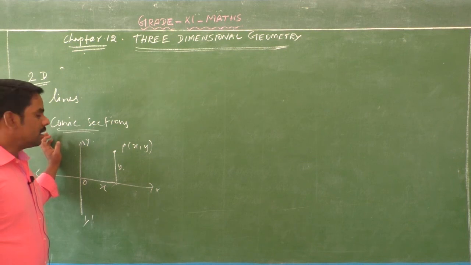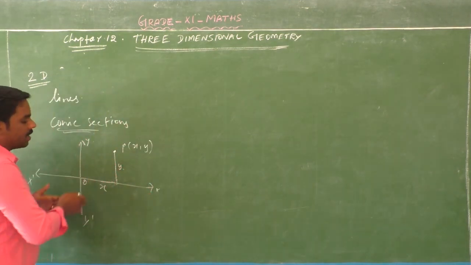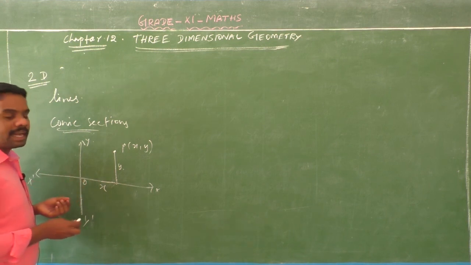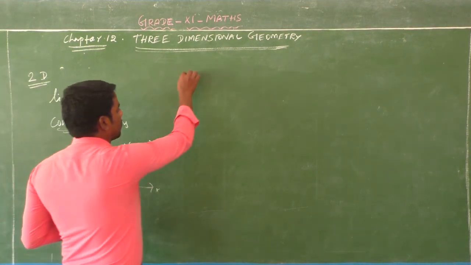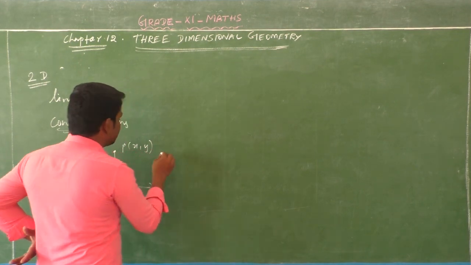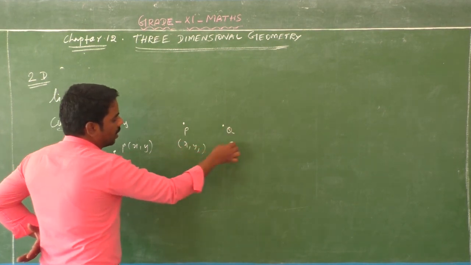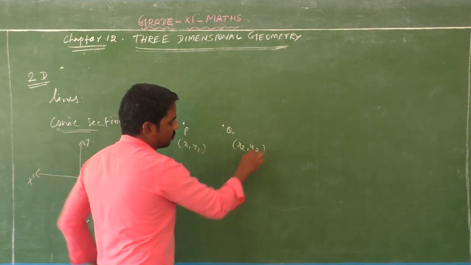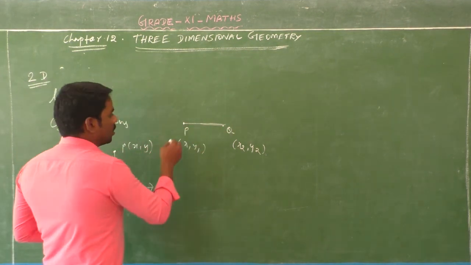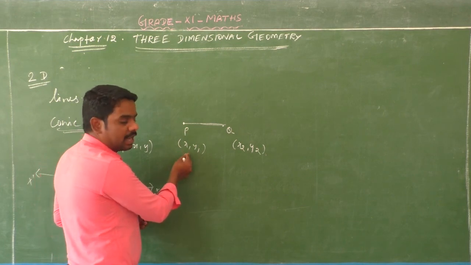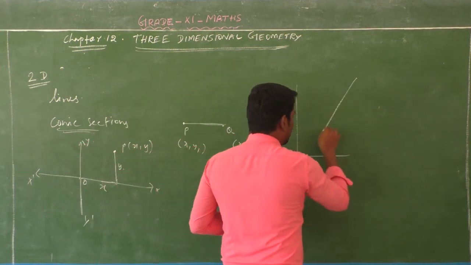Two-dimensional plane. Listen, this is an intersection of two planes, the x axis and y axis, intersecting at origin O. And a line is denoted by two points, one point P and another point Q. The first point is x1 comma y1 and the second is x2 comma y2. This is line PQ. P has x coordinate x1 and y coordinate y1, and Q is x2 comma y2.